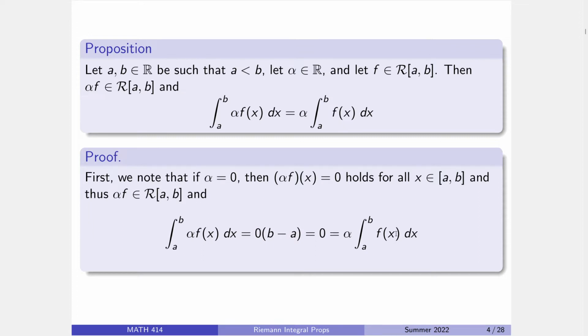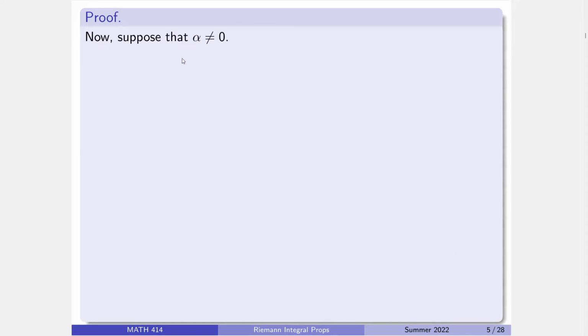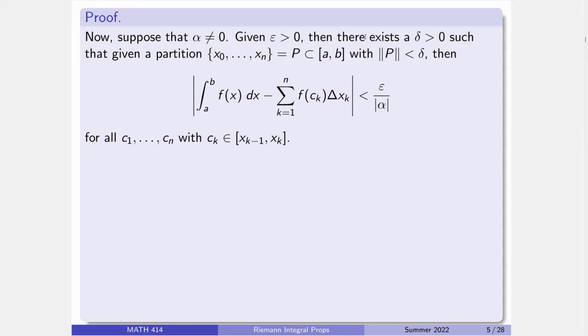Okay, so let's go ahead now and further assume that our alpha is not equal to 0. Since our function is integrable, that means given any epsilon, I can find a delta, so that all partitions with mesh size strictly less than delta, the corresponding Riemann sums get within, in this case, epsilon over the absolute value of alpha of the Riemann integral. Right, so again, we proved that integrability is equivalent to this epsilon-delta characterization.